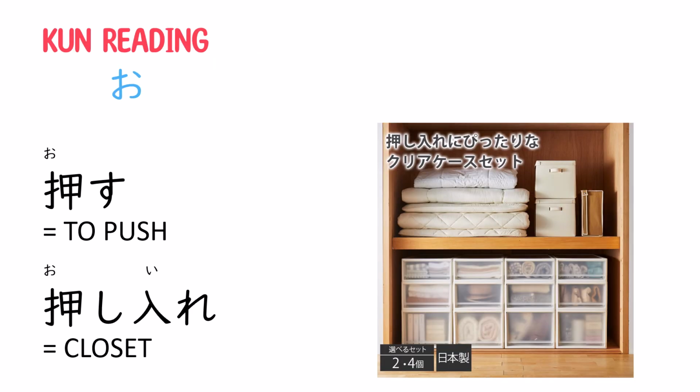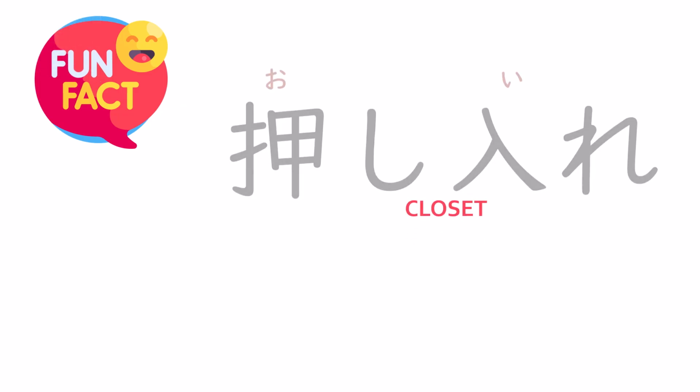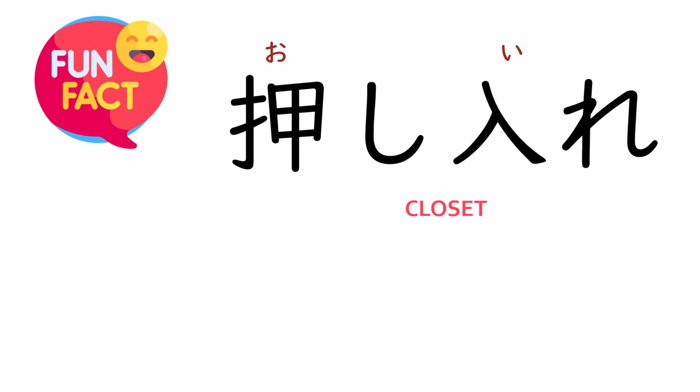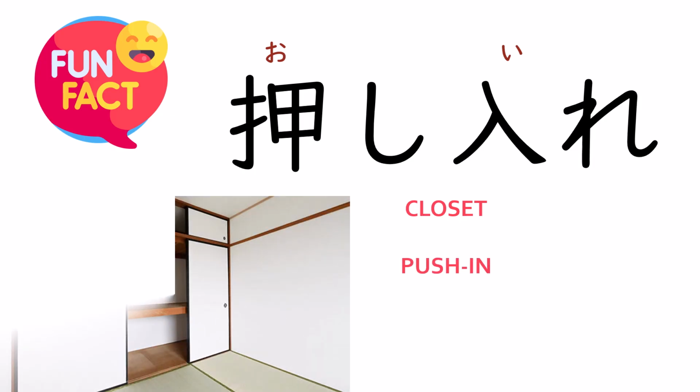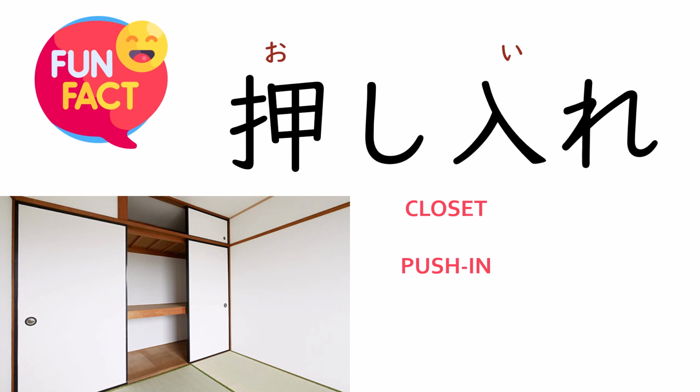The kun reading is o. The examples are osu, or to push, and oshire, or closet. The sentence is oshire ni pittari na clear case setto, a clear case set that fits perfectly in a closet. Fun fact, you can see the kanji push in the word closet or oshire. This literally translates to push in. This is because traditionally you push sliding doors into a wall space to open them.